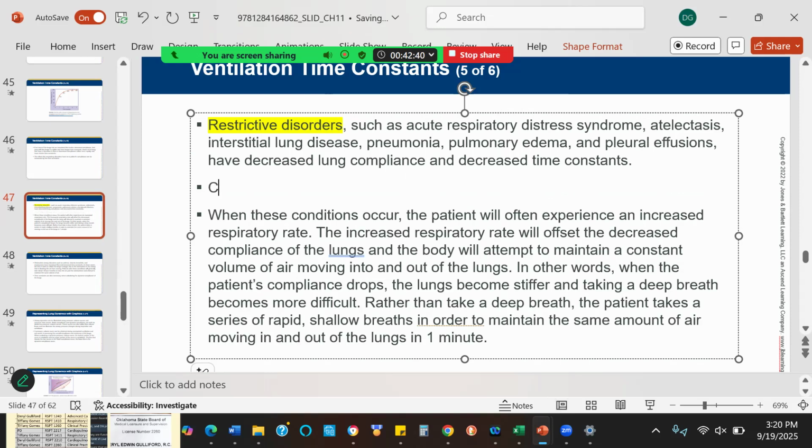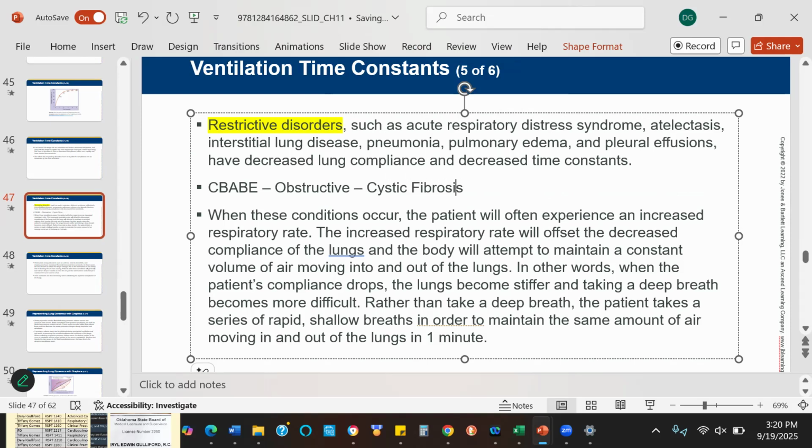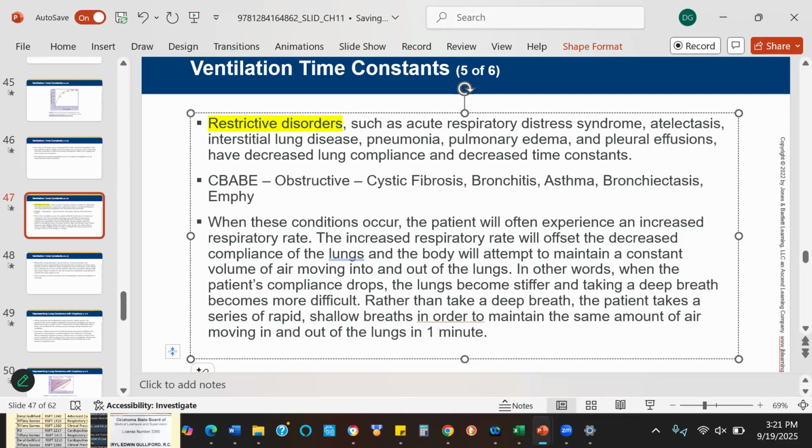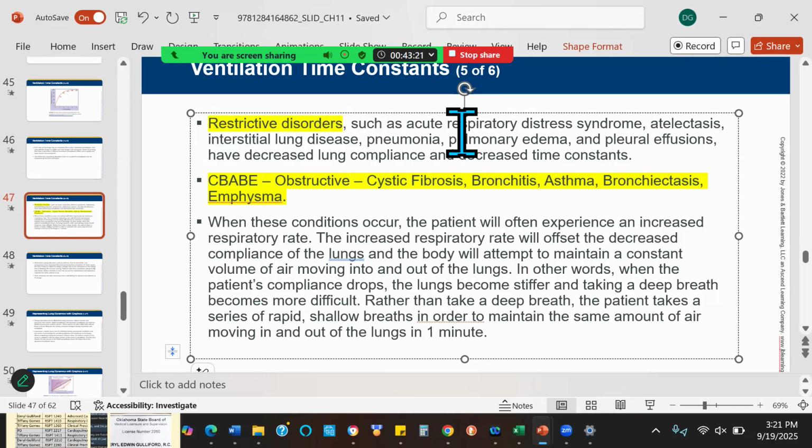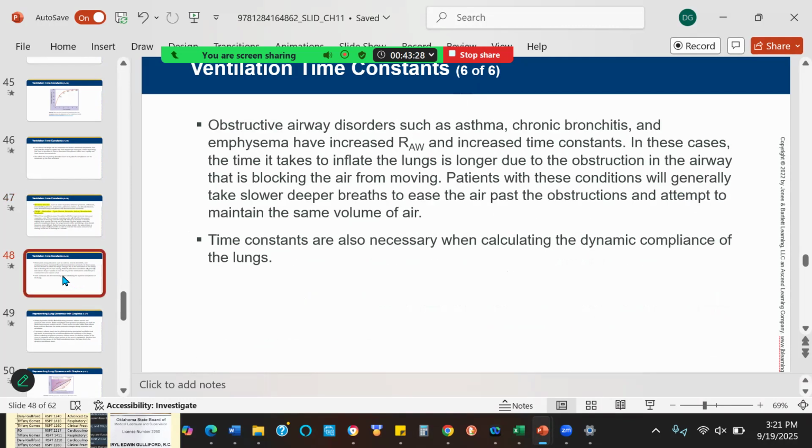So that means I've got to tell you what CBABE is. CBABE is a list of the obstructive diseases, and it's all of them. Cystic fibrosis, bronchitis, asthma, bronchiectasis, and emphysema. So here's what we say. If it ain't CBABE, it's restrictive. Those are the only obstructive diseases, and they take a lot of our time in our clinical practice. But everything else, like the list we just gave you, is restrictive. You might as well memorize CBABE. That'll help you the rest of your career.